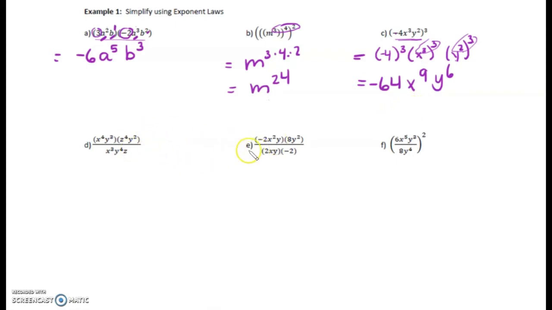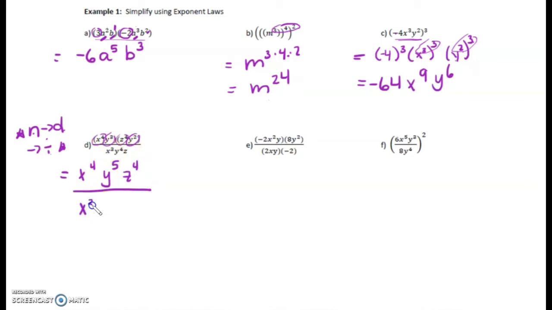Okay, D and E are very similar. What you want to do is step 1, do the numerator, and then do the denominator, and then divide. So numerator, denominator, then divide. Let's do the numerator. This is the only x term, so it's x to the 4. y to the 3, y squared, we get y to the 5. And then z to the 4. And in the bottom, nothing can simplify because we only have one x term, one y term, and one z term.